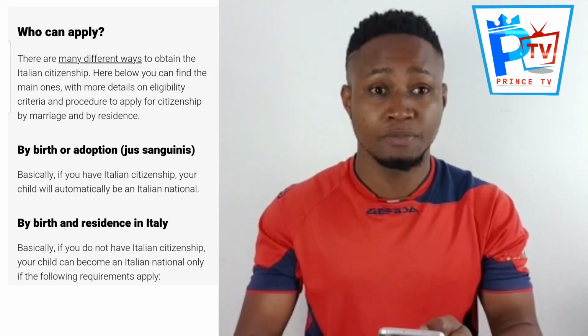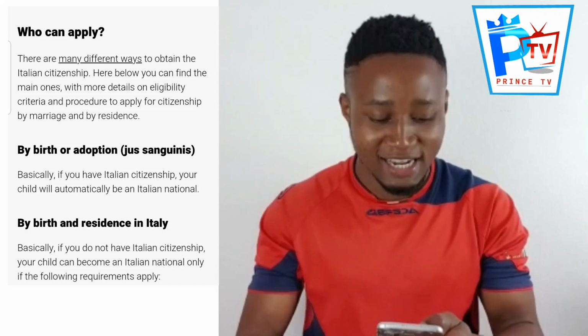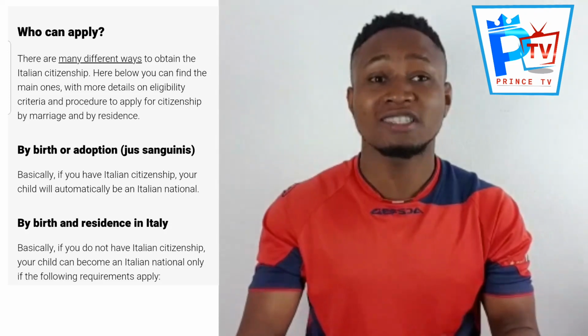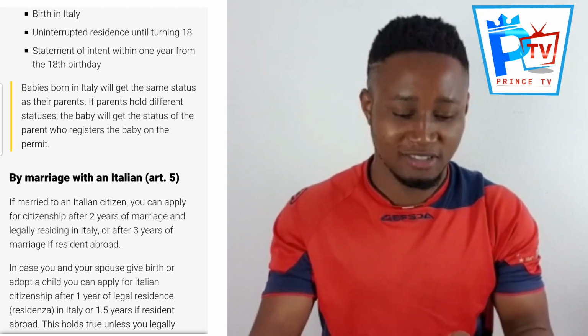He said, basically, if you do not have Italian citizenship, your child can become an Italian national only if the following requirements apply. What are the requirements? First, born here in Italy. Second, uninterrupted residence until turning 18 years. So that child must have uninterrupted residence until he or she completes 18 years. So that is one thing you guys have to understand. Third, statement of intent within 1 year from the 18th birthday. So that is what you guys have to understand in this part.